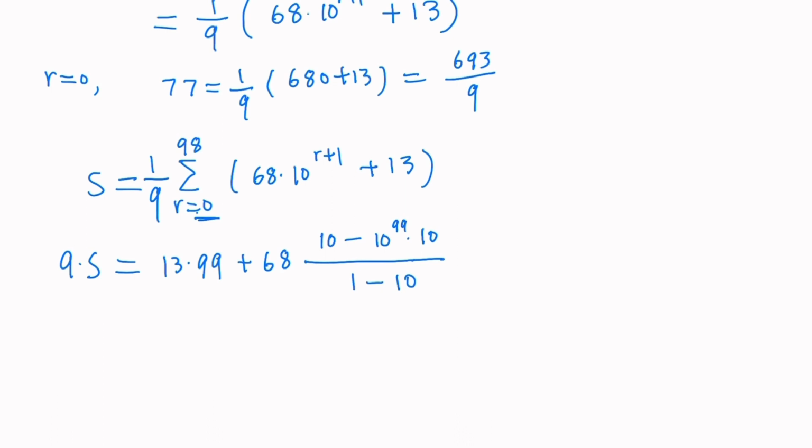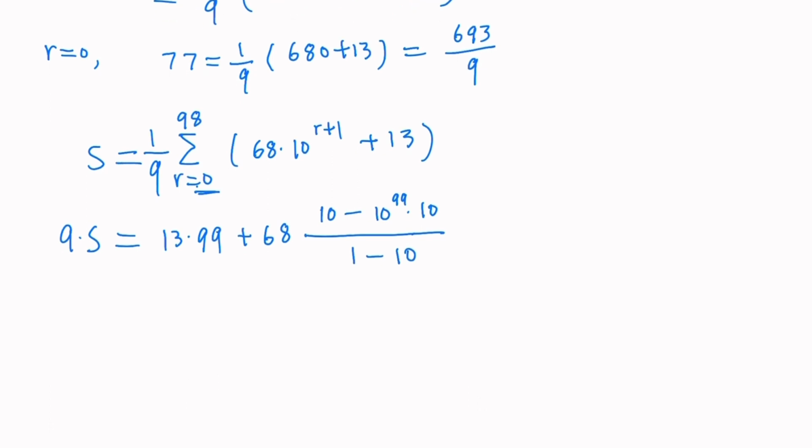So what you can do is you can further derive. Let's swap the sign here, because this is a negative number. We don't want to work with negatives, we want to work with positive numbers. So change this to 13 times 99 plus, that's going to be 9 times 68, times 10 to the 100th power minus 10. So that's what we have.